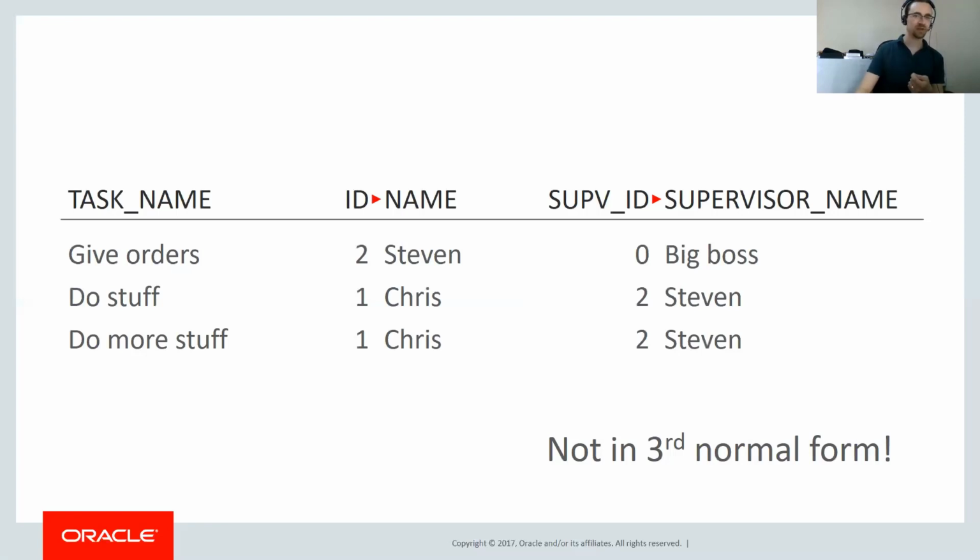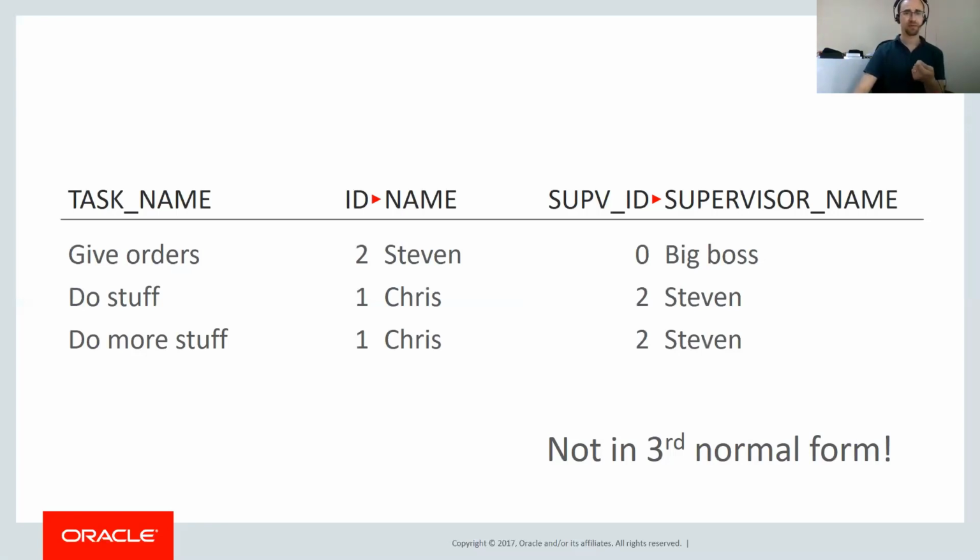We've also got the problem that because Big Boss doesn't have any tasks of their own, what happens if all of Stephen's tasks get deleted? Then we've got no entry for Big Boss at all. He just disappears from the system and he's gone. But presumably, we still have a CEO. Even when they change, there's someone who will replace them. So there are some failures of design here.